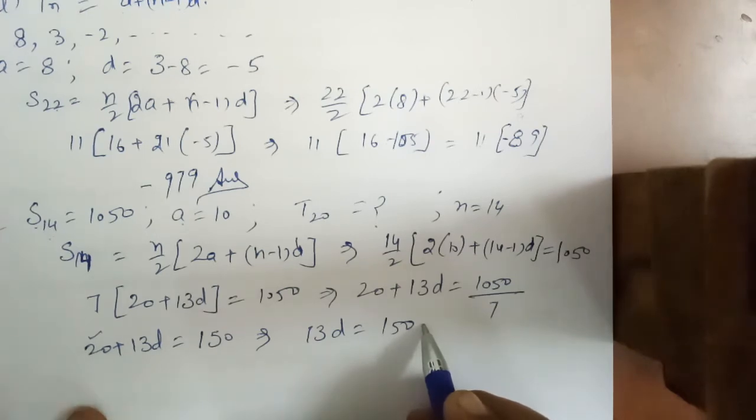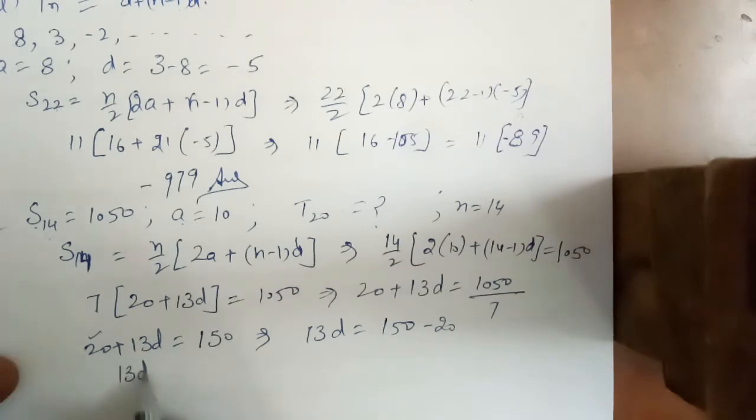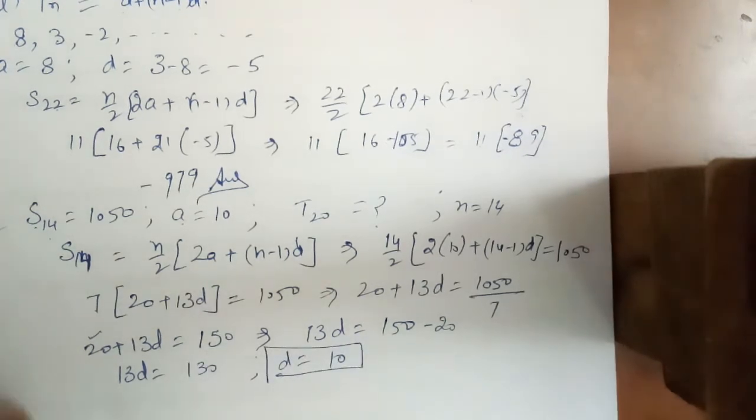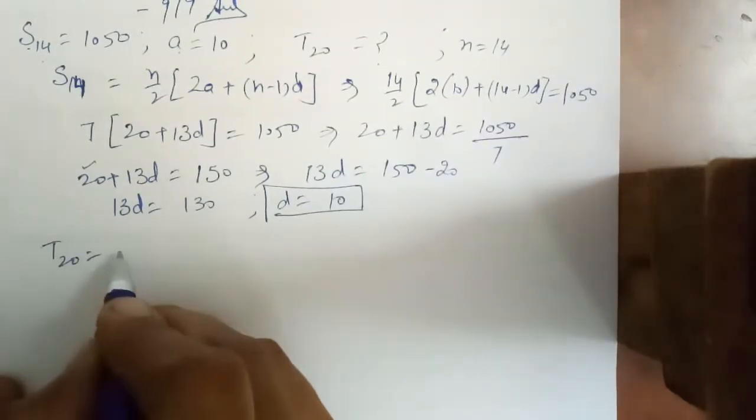This 20 on the right will be subtracted. Minus 20, that is 13d is equal to 130, and the value of d is 10. We have found the value of d. Now we have to adjust here T20.